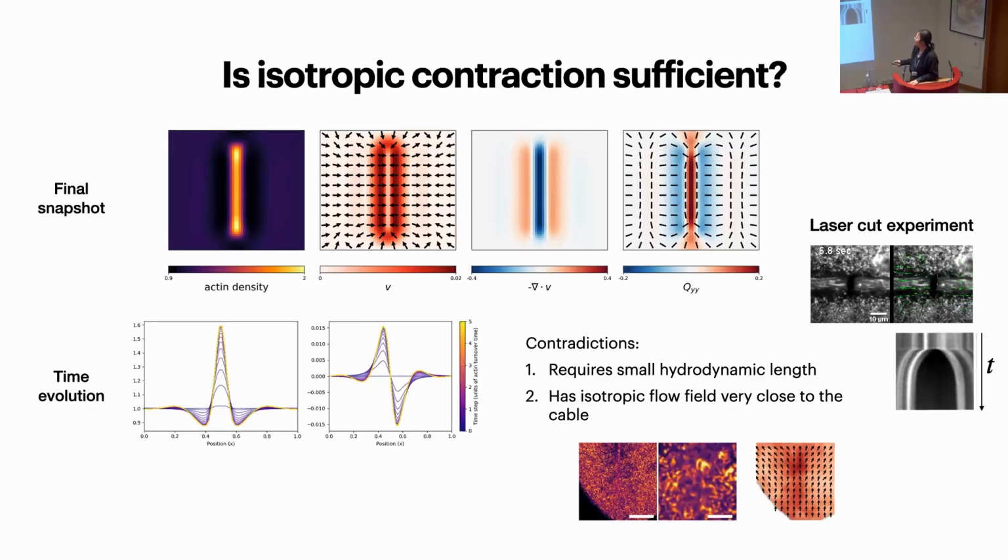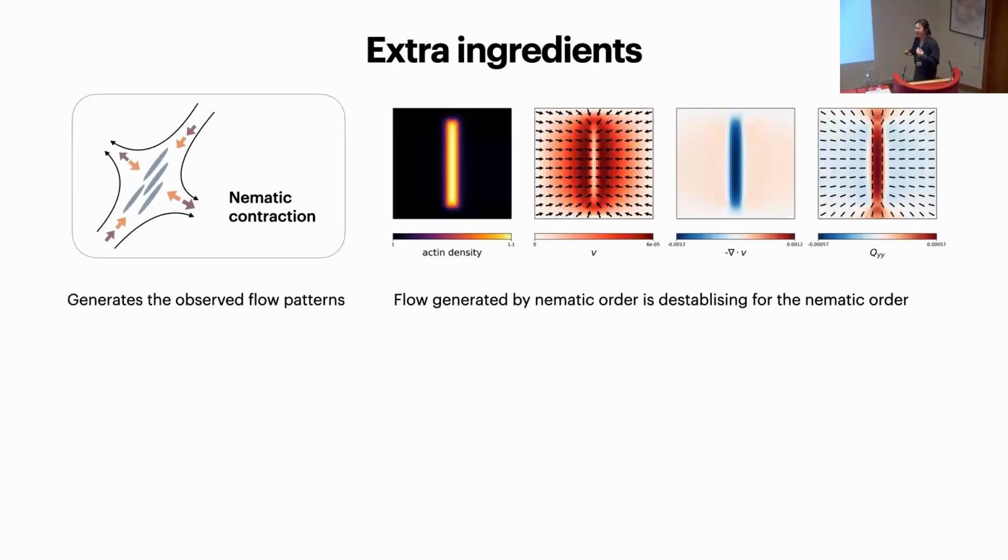Okay, so then we started thinking, let's see what ingredients we should be adding to our theory to make it able to describe our experiment. The first thing we came up with is, clearly, given the way the myosin works, maybe we need to add some nematic contraction, which basically says if the actin fibers are aligned this way, then it's going to contract in this direction a lot stronger than in this direction. And you can see how intuitively this would give rise to the observed flow patterns, right? Because our flow pattern goes inward this way and then outward that way.